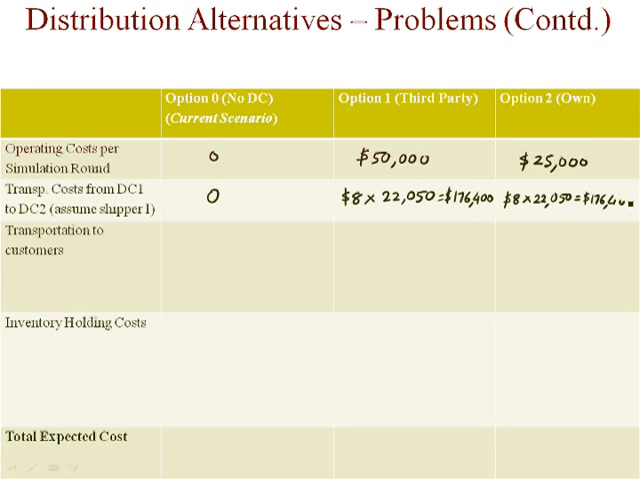Now transportation to customers. Now here we have to segregate the customers based on channel 1 and channel 2. For channel 1, if you are using option 0, we have $18 cost, and the total sales that we are making in this channel is 9,500 units, which will give you a total cost of 171,000. For channel 2, it's $28. So that multiplied by the total sales that you expect, 11,500 in channel 2, which is equal to 322,000.